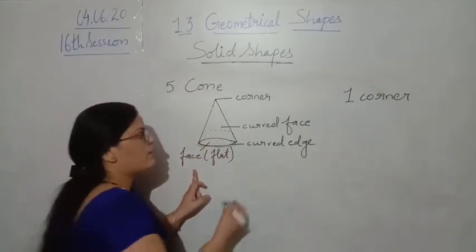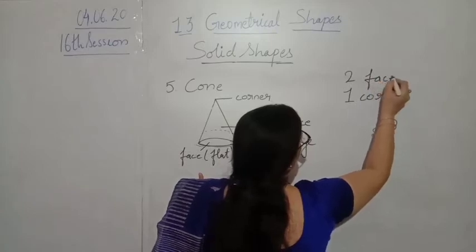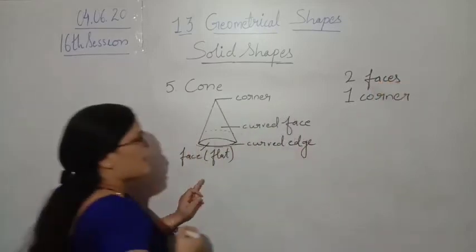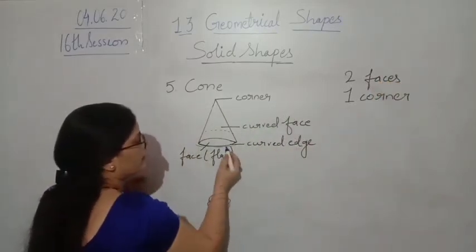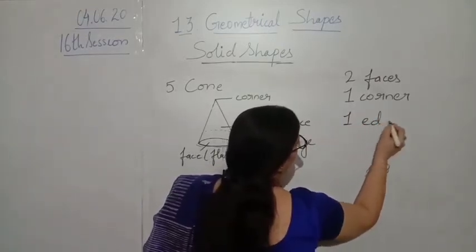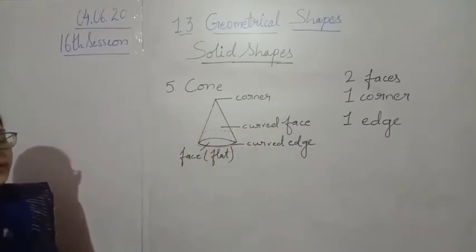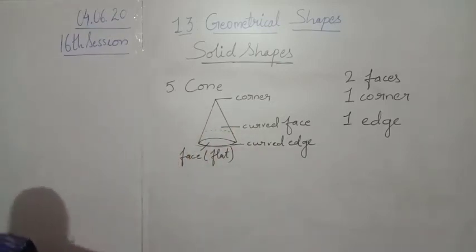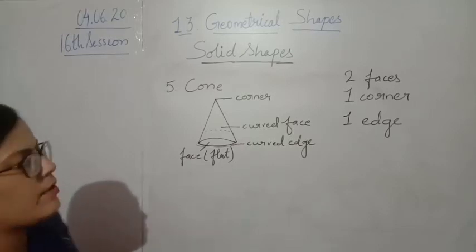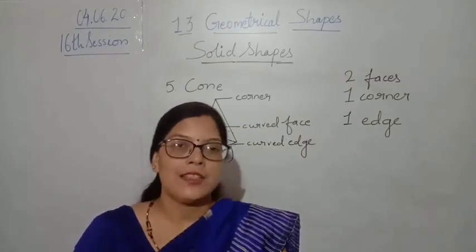So how many faces were there? 2 faces. One curved and one flat. And how many edges are there? One curved edge. One edge. Clear? So examples of a cone are a birthday cap, a funnel, or an ice cream cone.